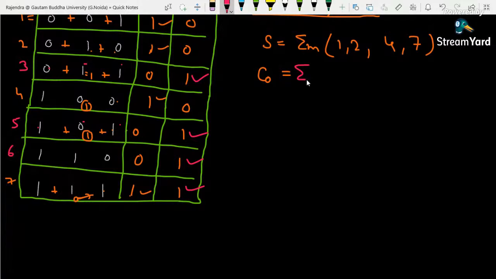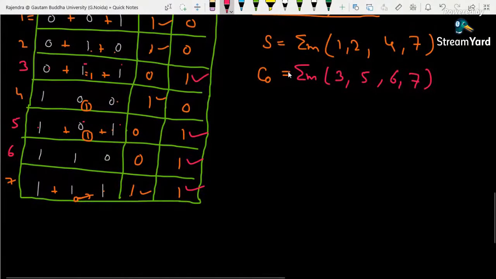So carry naught is equal to sigma m 3, 5, 6, 7. This will be the output expression for carry naught in the form of min terms. We try to solve a K-map to find the simplified expression.